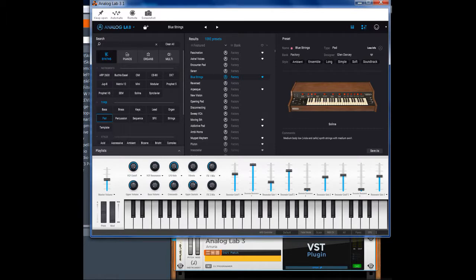Okay, number 4, Analog 3. I think they have out Analog 4 soon, so I'm going to upgrade. Analog 3 is really, really dope also. If you want those vintage sounds, those dope pads, this didn't cost a lot of money either. This is really, really dope also.